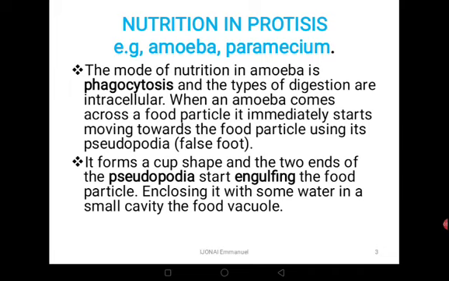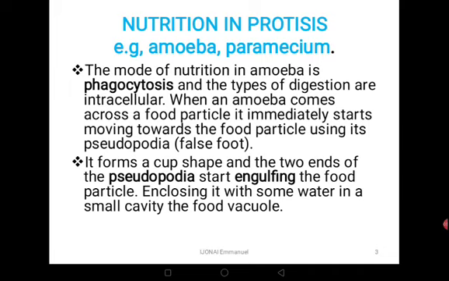I know you could have heard about amoeba in our classification, and also in senior one we looked at how the amoeba feeds. You remember that? By engulfing, or phagocytosis. Exactly, that's what we are going to look at here. So the mode of nutrition in amoeba is what we call phagocytosis.